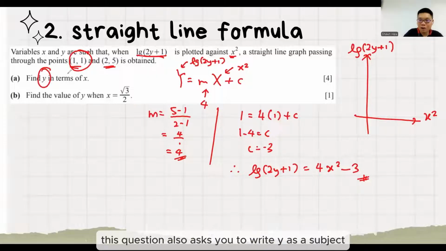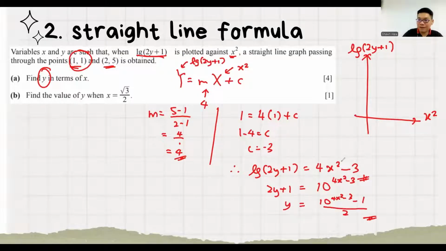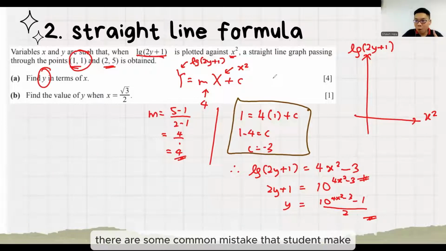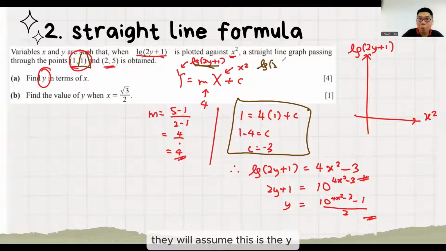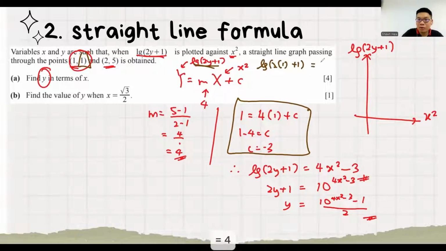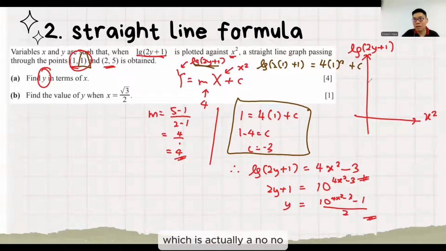This question also asks you to write y as a subject. So show log. Done. Okay, there are some common mistakes that students make. Some students will assume this is the y equals to 4, and then they assume this is the x. So x squared, they put a square here, which is actually a no-no.